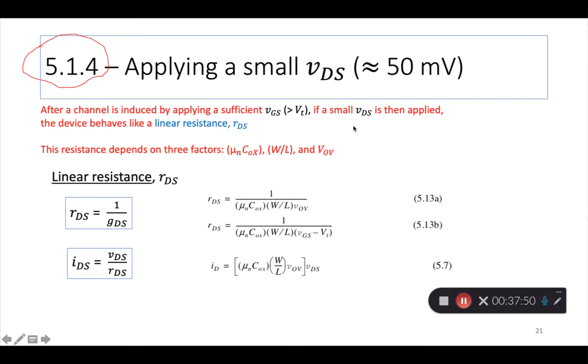So we studied all this in chapters 5 and 6 and the reviews. So as soon as you create a channel by applying a certain amount of gate to source voltage, which has to be greater than that VT, whether it's VTN or VTP, the VGS has to be greater than that small value. Only then will the channel be created. So once you are above that value, but only apply a small VDS, that means you are not going all the way to VOV, but you apply a small VDS, then the device behaves like a linear resistance RDS. So what is a linear resistance? It's not a fixed resistance. Its value changes with the applied voltage, with VDS.